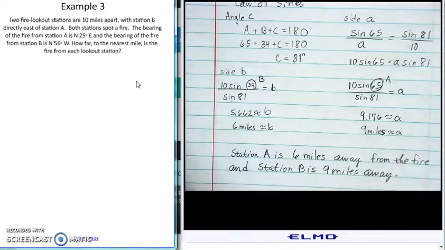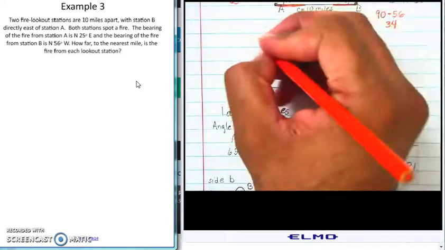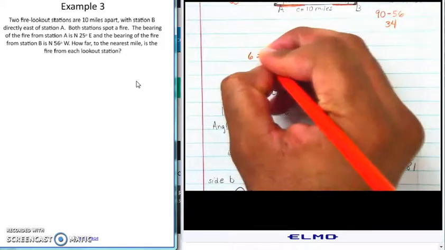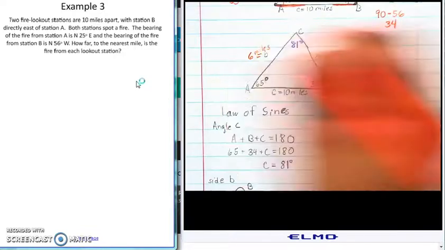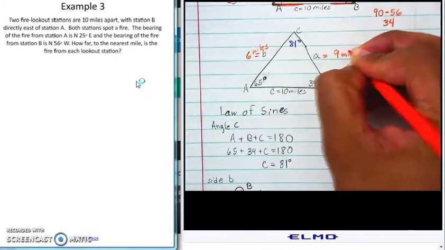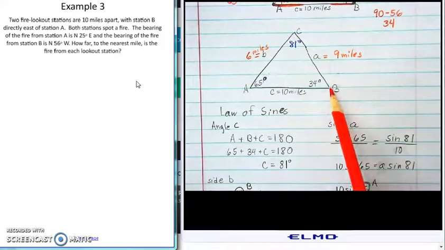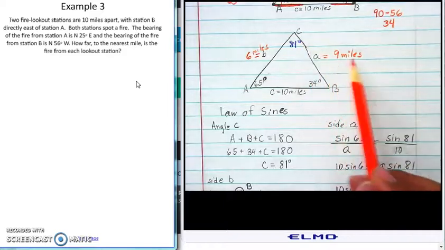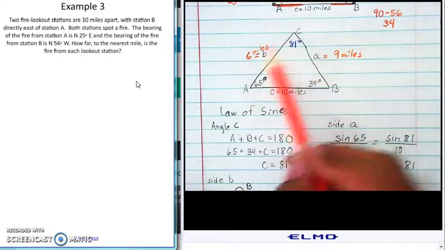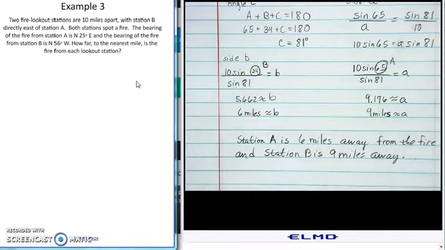Let's fill that into the triangle really quickly. So this is 6 miles. This is 9 miles. So 6 miles and 9 miles. From station B to the fire is 9 miles. Station A to the fire is 6 miles. So when we write it down, station A is 6 miles away from the fire. Station B is 9 miles away from the fire. That's it.